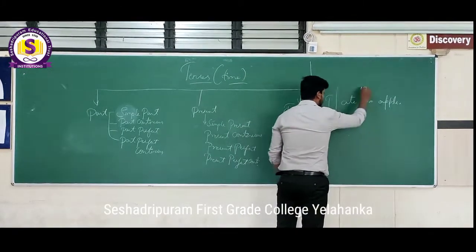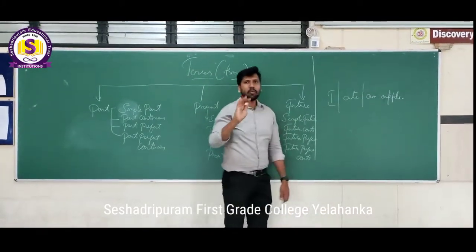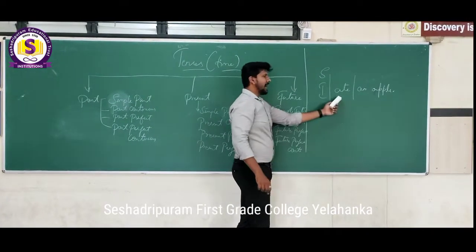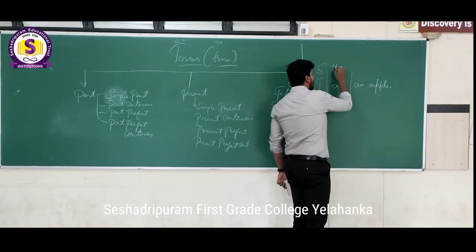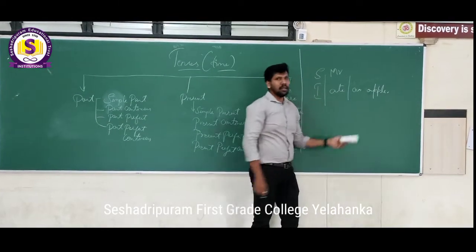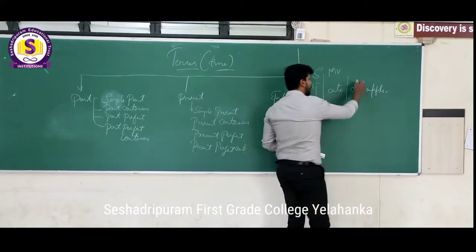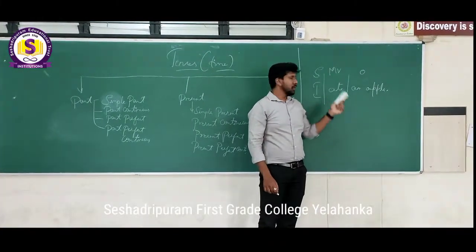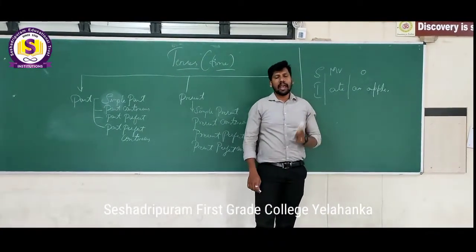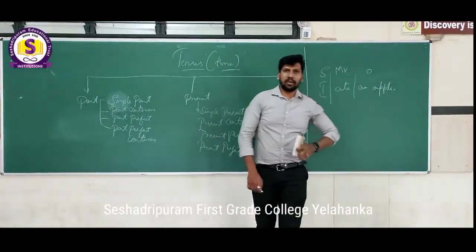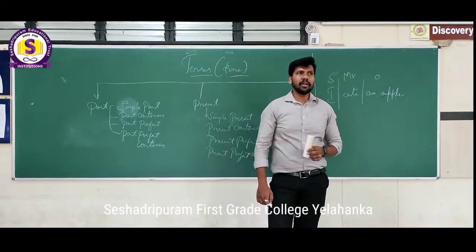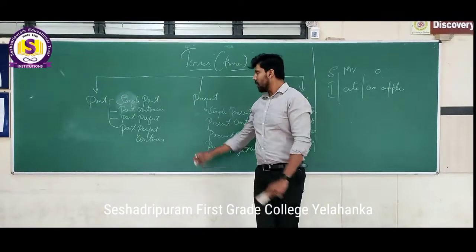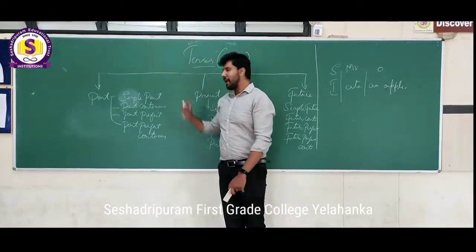If I make a sentence based on subject, verb, object, the subject is I, ate is the main verb and an apple is the object. That is subject, verb, object. So here ate acts as a simple past, or we may say the main verb will take past form. That is an example for simple past.